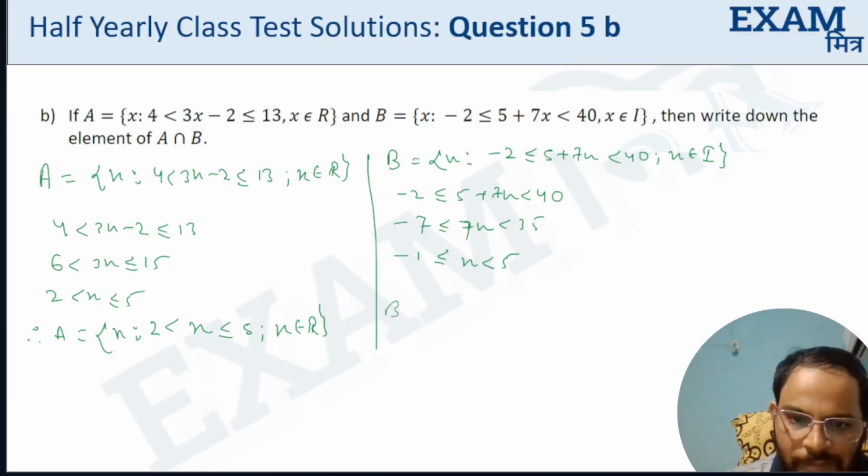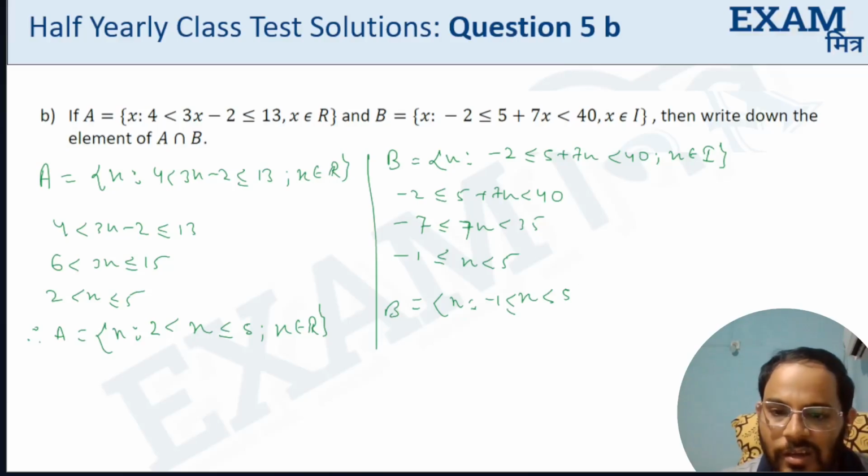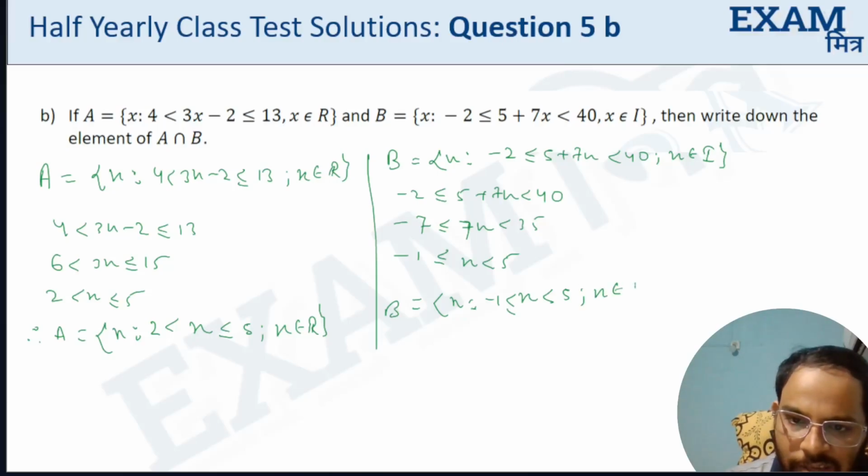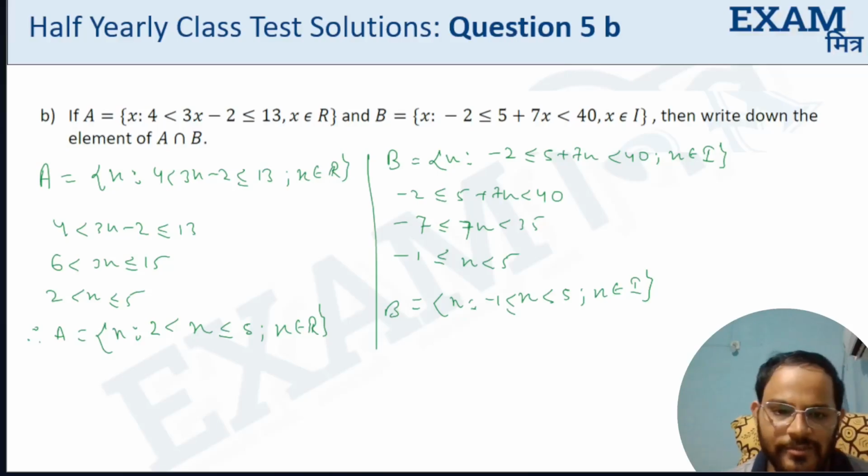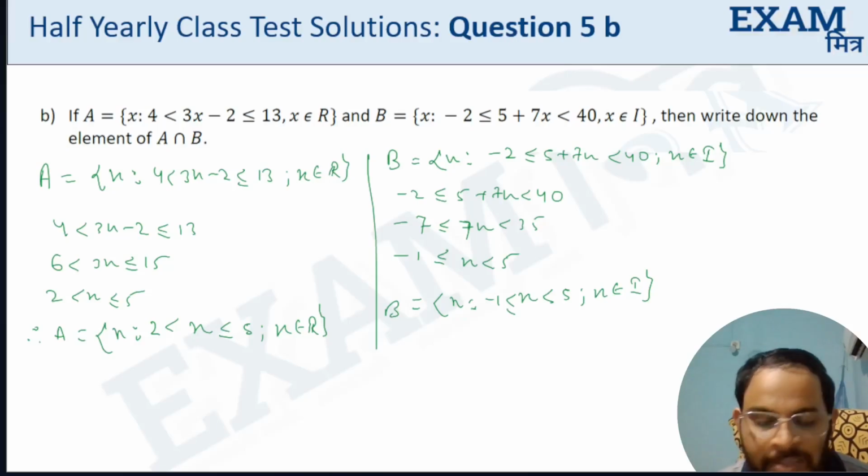So that means B contains all those x such that x is greater than or equal to minus 1 and less than 5. That means it includes the value of minus 1 but excludes the value of 5. And x belongs to I as well, that means integers. Now write down the elements of A intersection B. That means we need to find the intersection of these two.